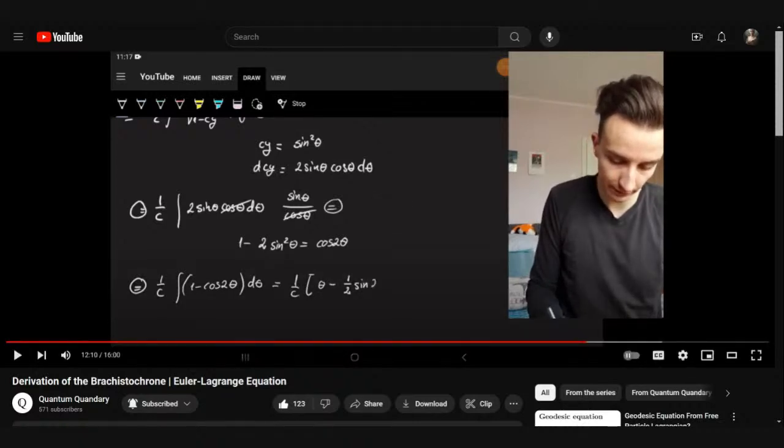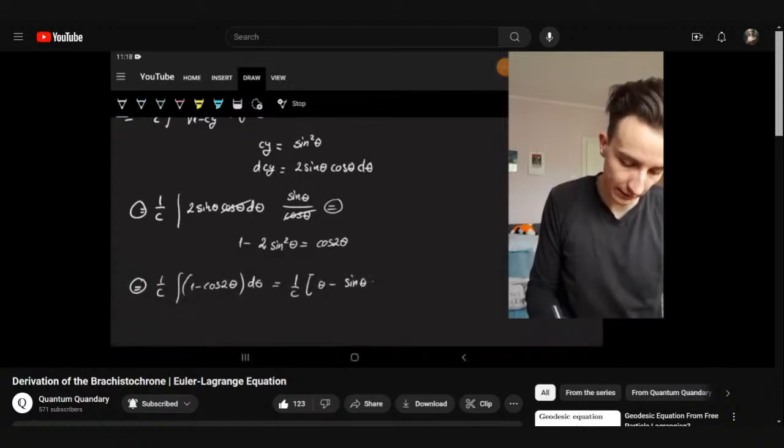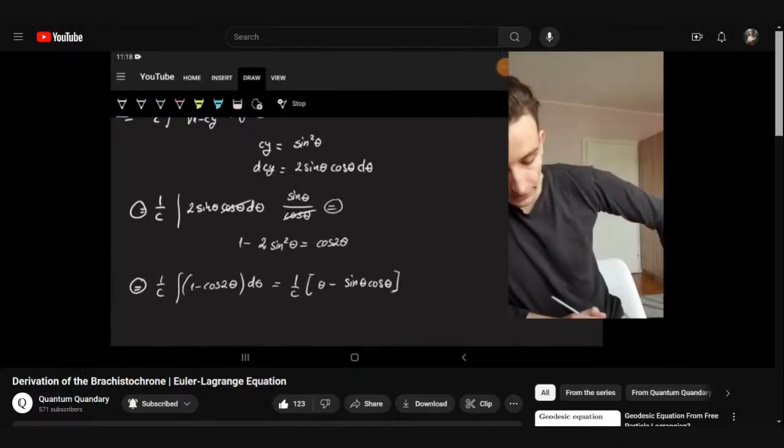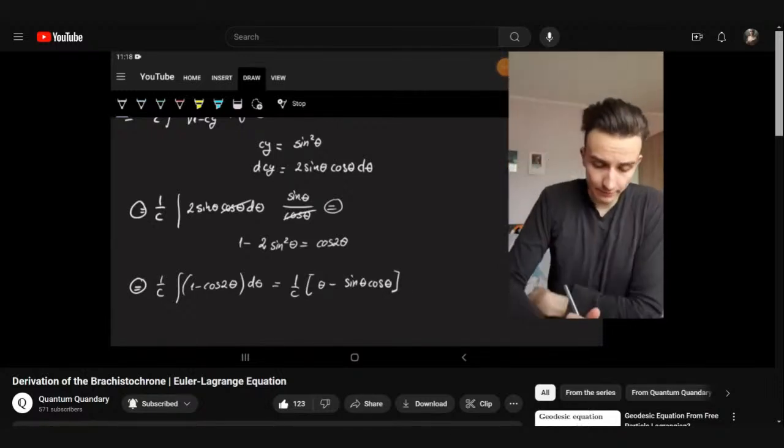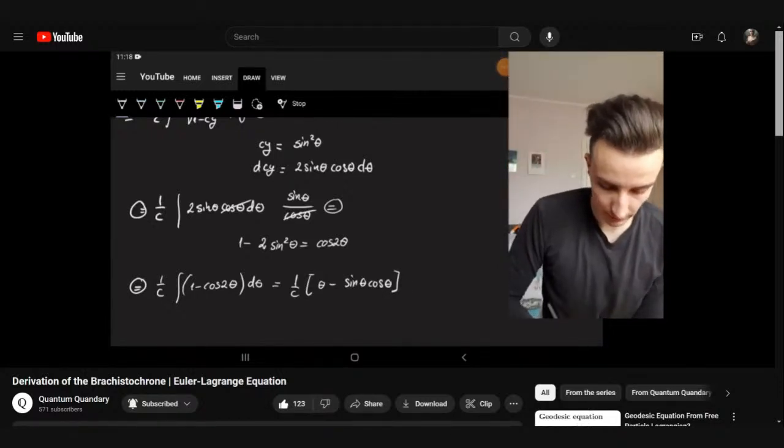This is why people make mistakes, because they skip so many steps. They want to do everything in their mind. We can write sine 2 theta as 2 sine theta cosine theta, like this. Okay, there we go. That's the whole thing. So 1 over c, theta minus sine theta cosine theta.